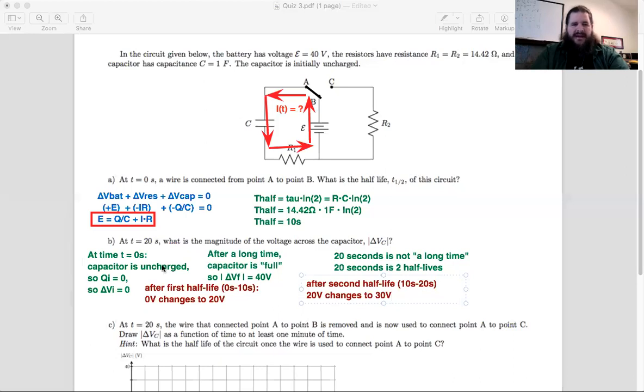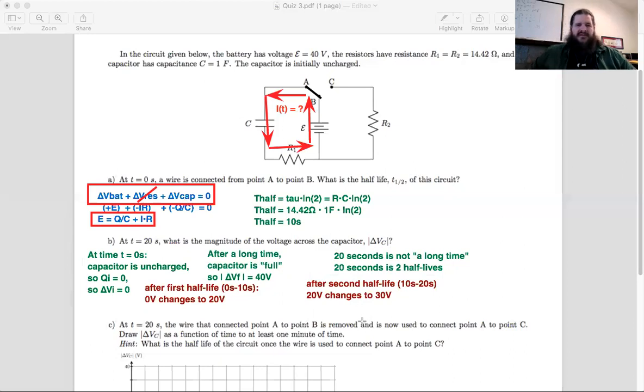Strictly speaking, it would be negative because delta V capacitor is going to be opposite to the voltage of the battery. If we go back to the original loop rule equation, eventually delta V of the resistor is going to be 0 because after a long time, we can assume there's no current flowing. Right. So after a long time, delta V of the capacitor has to be canceling out delta V of the battery, so they add up to 0. Voltage of the battery is plus 40, so voltage of the capacitor is going to have to be minus 40. But we're just looking at absolute value here.